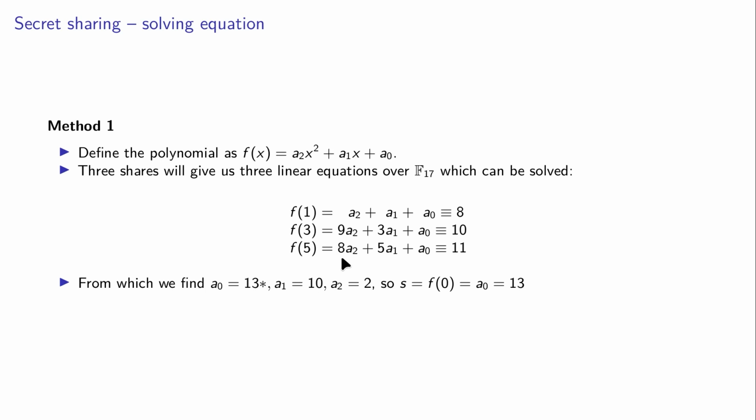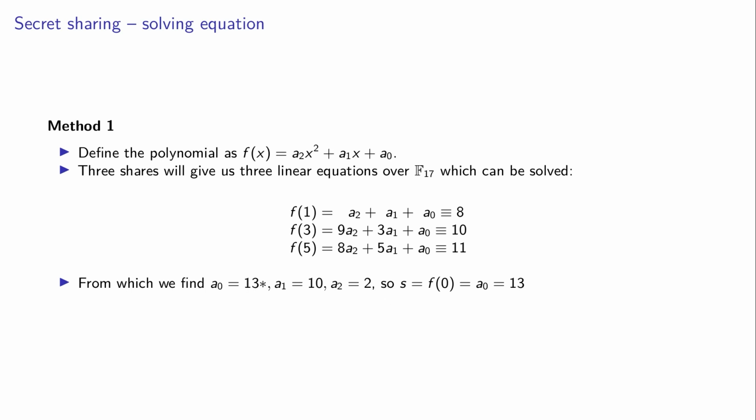And so we now have 3 equations with 3 unknowns over a finite field. We can do Gaussian elimination, and we can find the coefficients: A0 equals 13, A1 equals 10, A2 equals 2, and so we know that the secret is indeed 13.